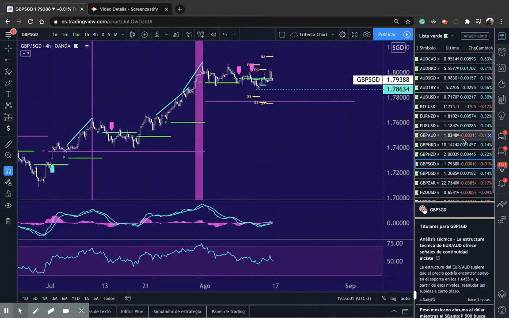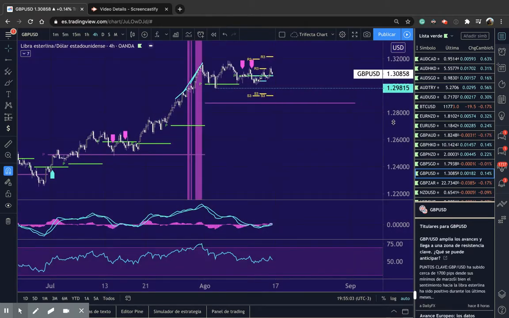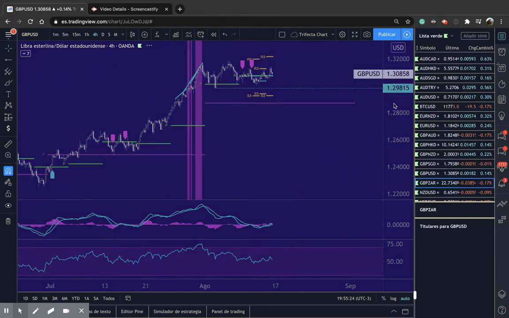Okay, so here we have the pound dollar, and we have a really nice double top over here with MACD divergence and a complete setup of trifecta and tomahawk as well. So if we break this level of 1.2981, we're going to start building this position as well.